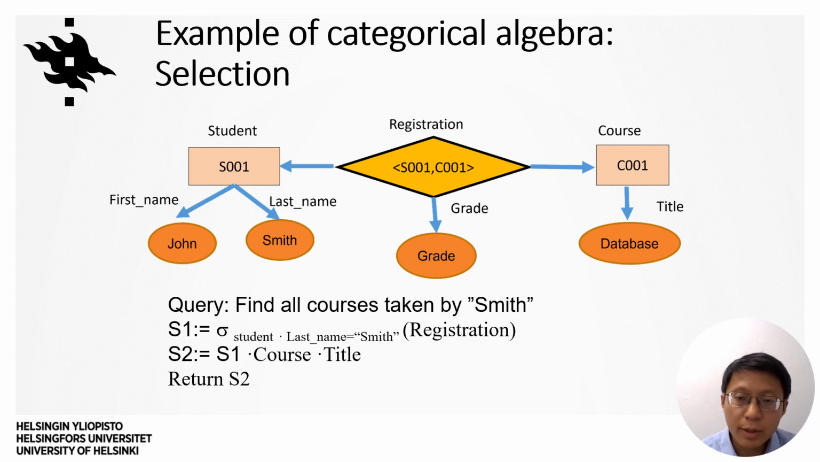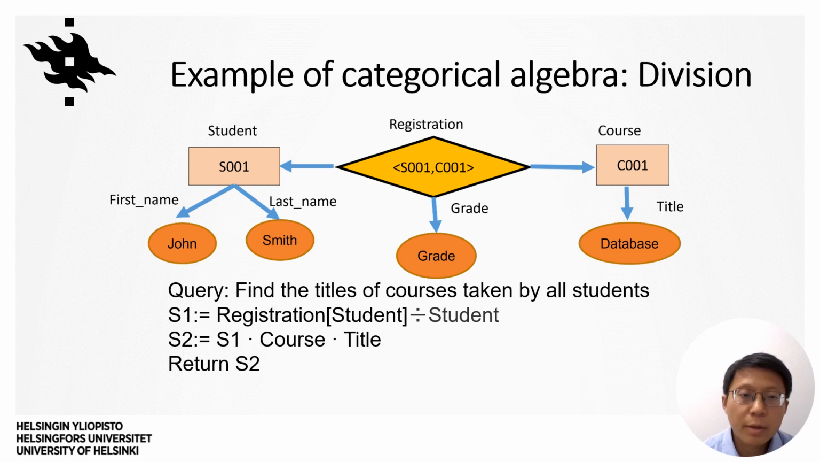First, we use the sigma operators. These operators can select a subset of registration. Then it shows that the registration to student and the last name equals Smith. Then we find the subset of registration for R1. In R2, we just do the map of the path. Then we go from the registration to the course and to the titles. That means we can find all the courses which are taken by Smith and find the course titles.